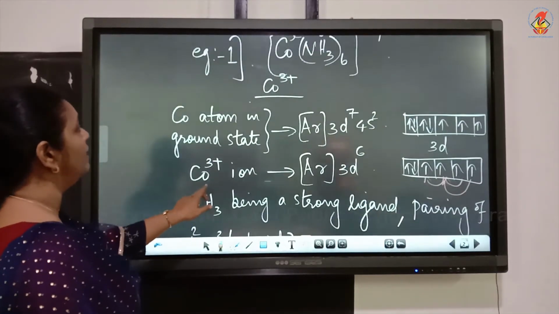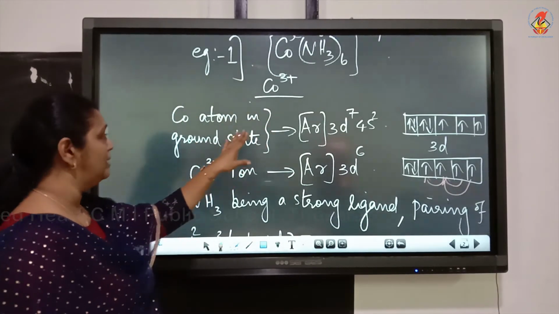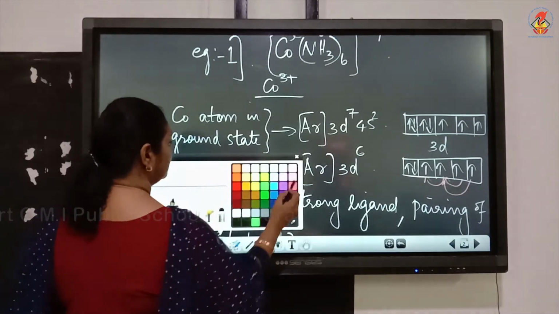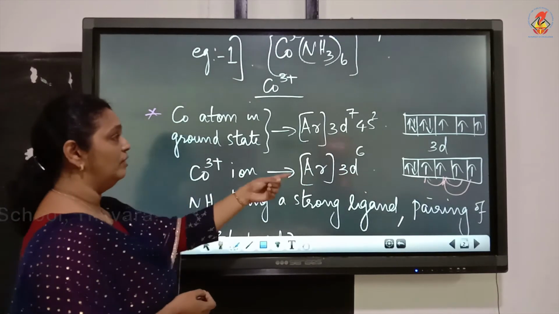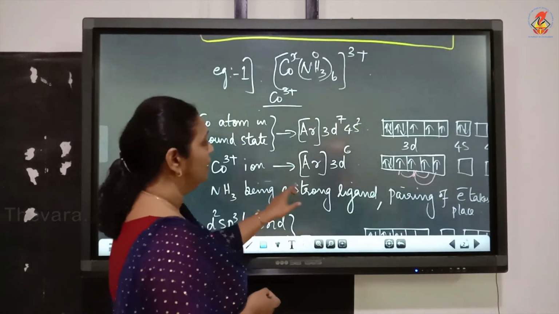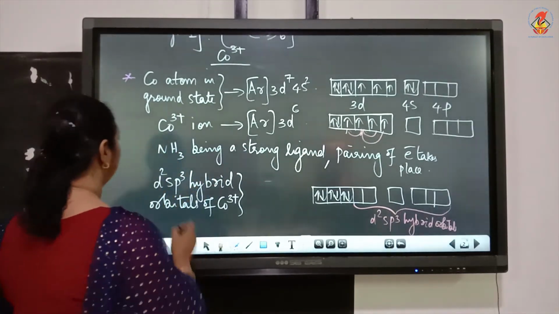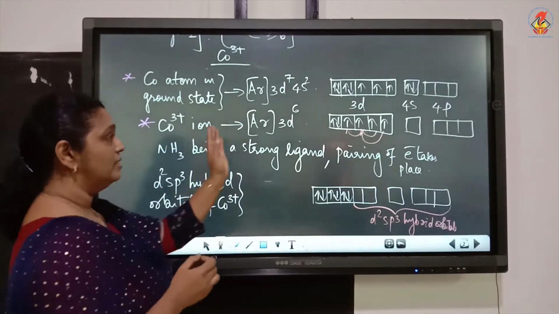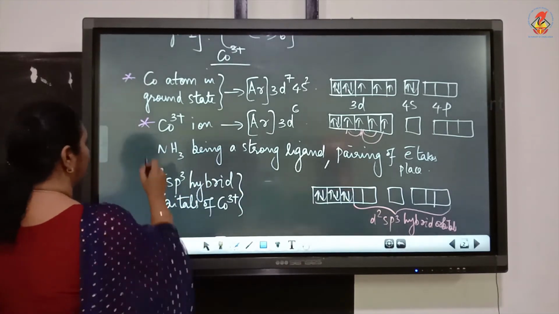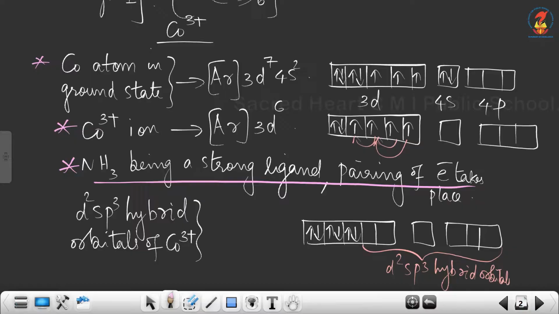So I'll explain this again. First you have to find the central atom's oxidation state. Now the first step is this, the cobalt atom in the ground state. Write the configuration and show the orbital diagram. Second, you have to write the configuration of the metal ion and show the diagram. Third is to check the ligand and find out if it's a strong or weak ligand, and this sentence is very, very important. It has to be written.